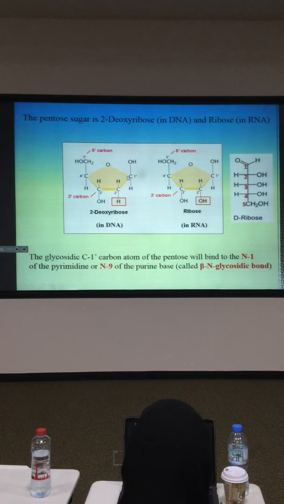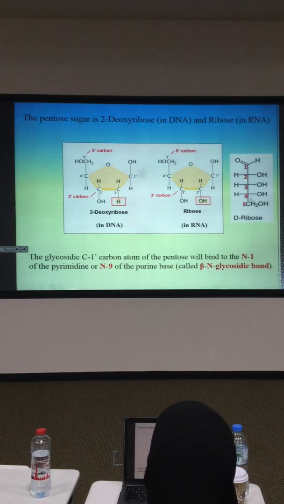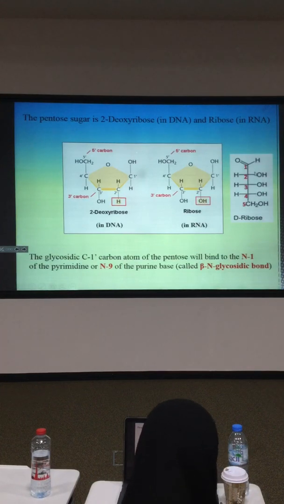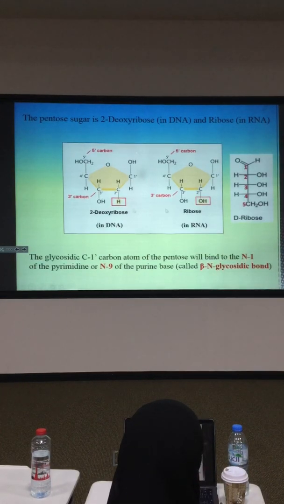And if you look at here, this is the structure of D-ribose, a 5 carbon sugar, 1, 2, 3, 4, 5. And the ring is formed from the aldehyde group at carbon number 1 to the hydroxyl group of carbon number 4. This is the ring structure.